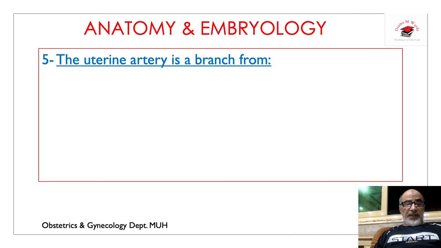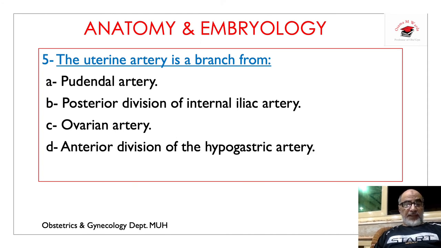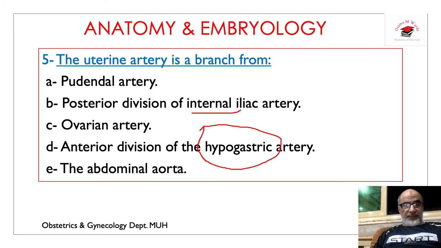The uterine artery is a branch of the pudendal artery, no. Posterior division of the anterior iliac artery, no. Ovarian artery, no. Anterior division of the hypogastric or internal iliac. Hypogastric is the internal iliac. It has two names, anterior iliac artery or hypogastric artery. Abdominal aorta, no. So the uterine artery is a branch of the anterior division of the anterior iliac or hypogastric artery.